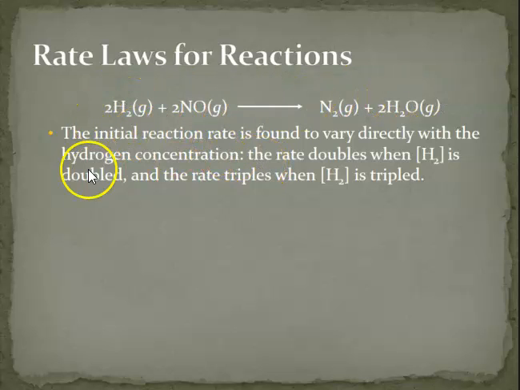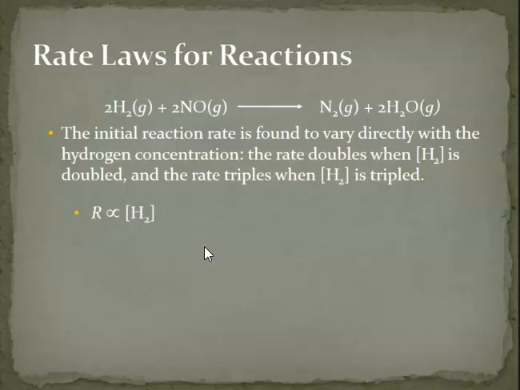When you do that, what we see is that when we double the concentration of hydrogen, the rate doubles. When I triple the concentration of hydrogen, the rate triples. If I quadruple this, the rate quadruples. If I cut it in half, the rate cuts in half. If I make the hydrogen 1/10 of what it originally was, the rate is 1/10 of what it originally was. That's telling me that the rate of this reaction is directly proportional to the concentration. This little alpha means proportional to. Whatever I do to that concentration, it does to the rate.